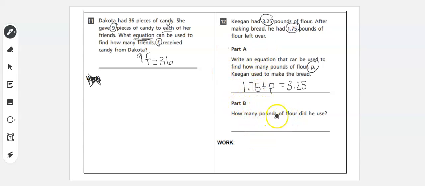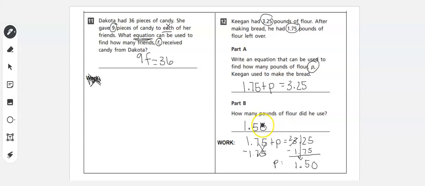Okay, now we need to figure out how many pounds he had. So I'm going to solve it down here. The opposite of adding 1.75 is subtracting it. When we add or subtract, our decimals need to be lined up. I'm going to bring my decimal down. 5 minus 5 is 0. I'm going to do some borrowing. 12 minus 7 is 5. And 2 minus 1 is 1. So I have 1.50 or 1.5 pounds.